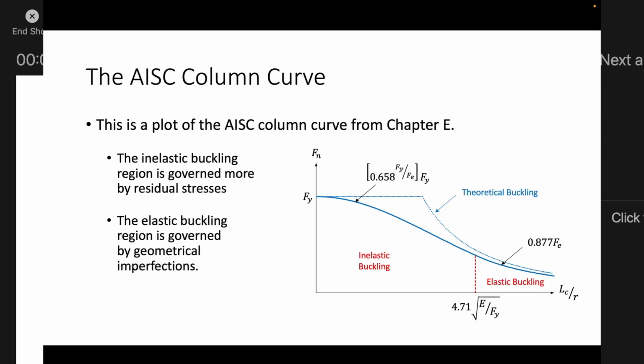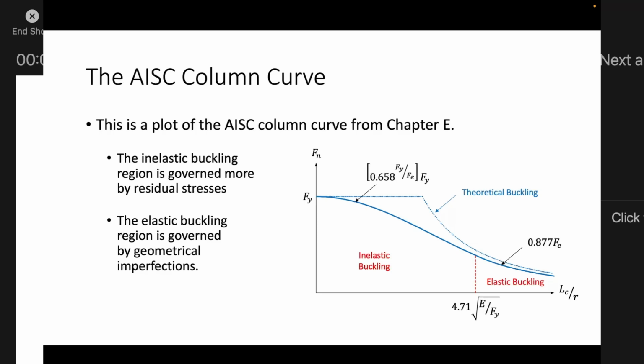This region is elastic buckling governed by geometric imperfection. So basically we're taking the Fe value, this is what we derived, and we're backing it off a little bit. We're only using about 87% of it. Because what we're saying is that capacity right here, this is what we derived, but because the column's a little bit out of straight, a little bit out of plumb, we back it off a little bit. Okay?